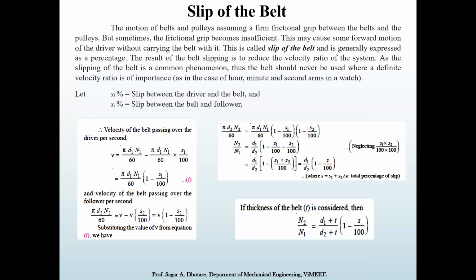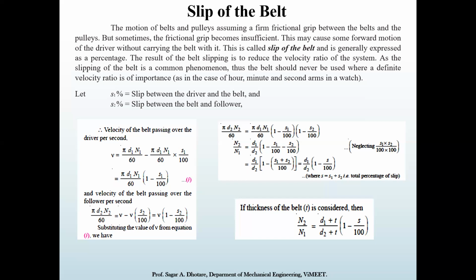So you can see how we can use the slip percentage while calculating the velocity ratio. That equation is nothing but 1 minus S1 divided by 100, so it is in a percentage, and that's why we are using it here. The equation for a driven pulley is V1 equal to pi D1 N1 divided by 60 into 1 minus S1 divided by 100. Okay, that is with the driver pulley.